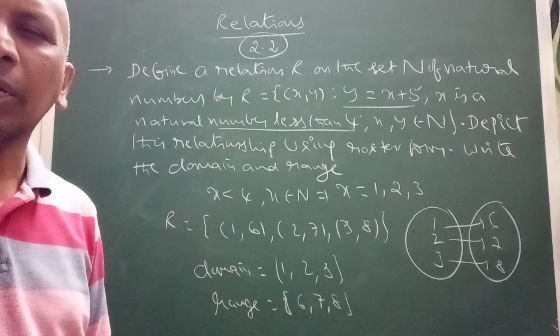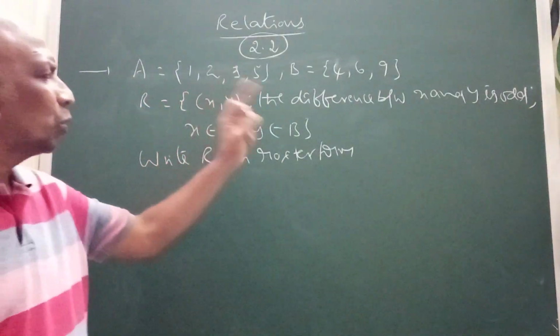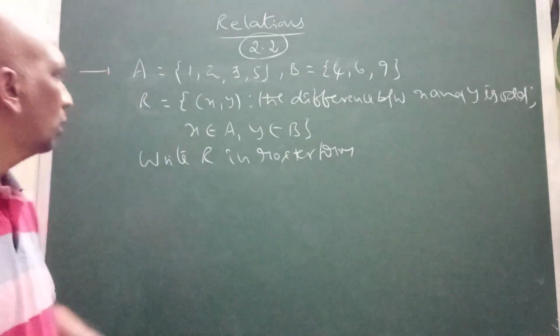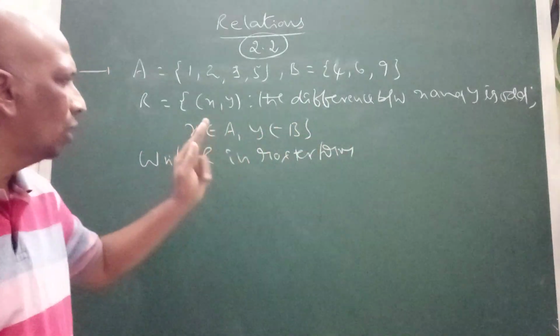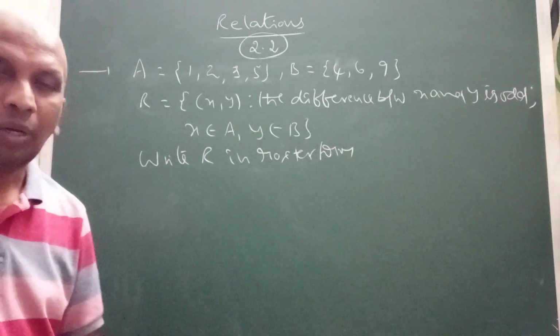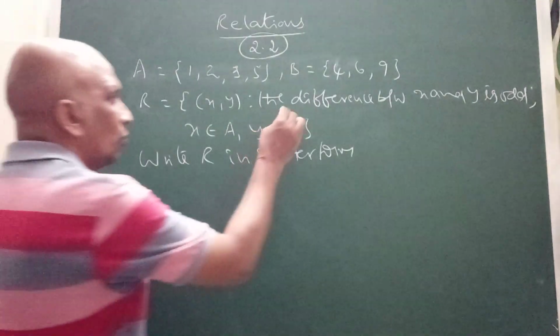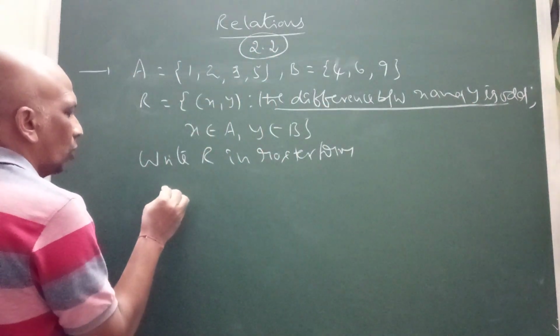Now I am going to explain the third. Now see in this problem, they are given A equal to {1, 2, 3, 5}, B equal to {4, 6, 9}, R equal to the set of (x, y) such that the difference between x and y is odd, where x belongs to A, y belongs to B. Write in roster form. They are asking only roster form. So the difference between x and y is odd. Suppose we start with the first element, right?